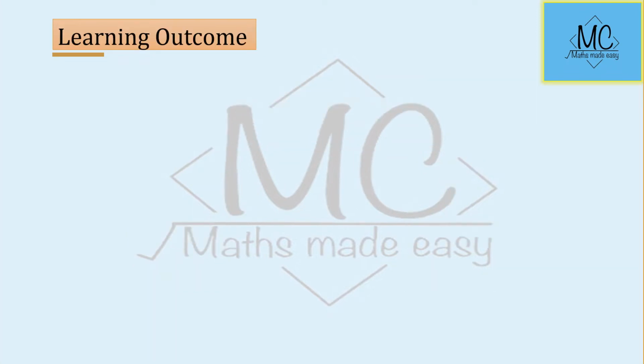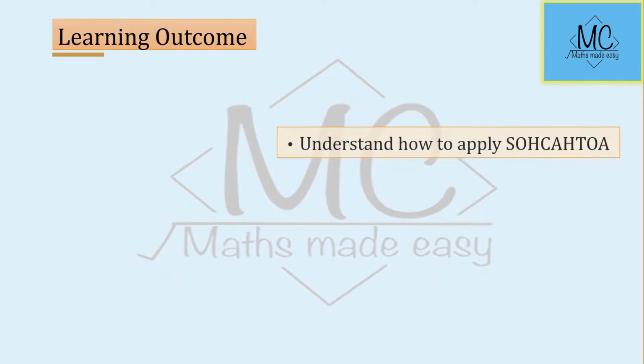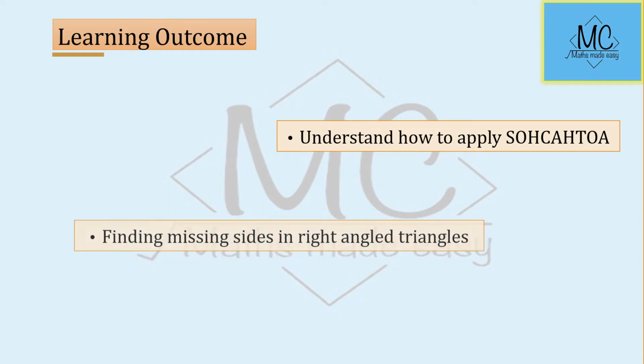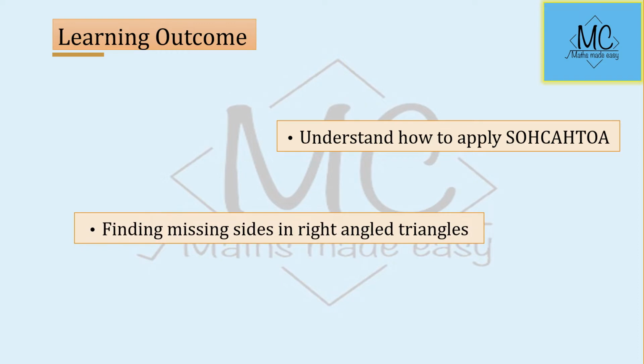So what will be our learning outcomes today? It will be understanding how to apply SOHCAHTOA, which is the rule of trigonometry, and finding missing sides in a right angle triangle.